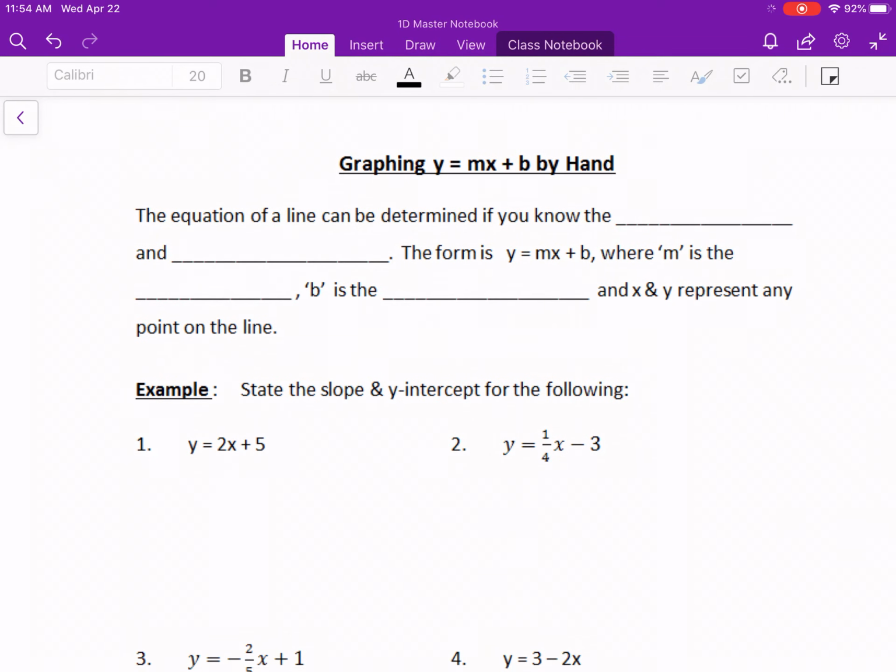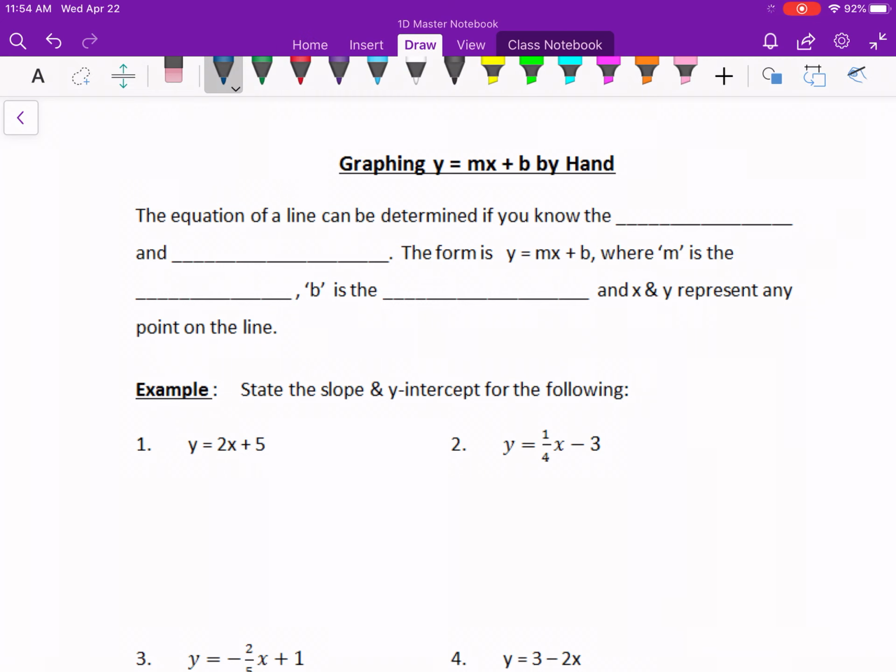We know that y equals mx plus b is the equation of a straight line, and we're going to work with that for the next little while. Remember that m is the slope and b is the y-intercept, which is what we're going to fill into these first few blanks. So we have to know the slope and the y-intercept.